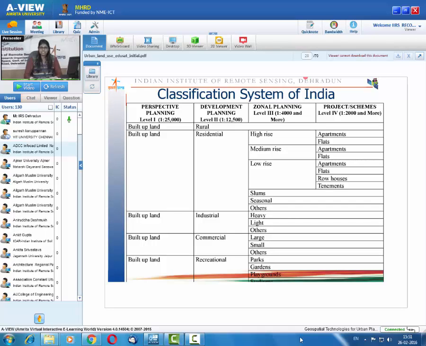Level 2 category is either rural or urban. Within urban you have residential, industrial, commercial. In level 3, within residential you have high rise, medium rise, low rise. And within level 4, which means a more detailed breakdown of the built up land or the residential, it becomes apartments, flats, row houses, tenements, etc. So this document can be downloaded from NUIS from Bhuvan, and the details of all these levels are given there.